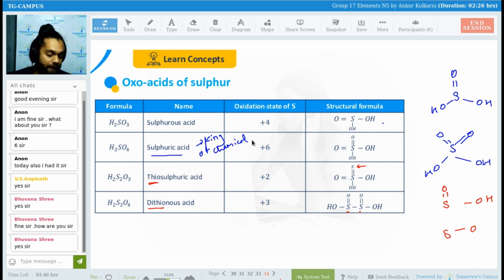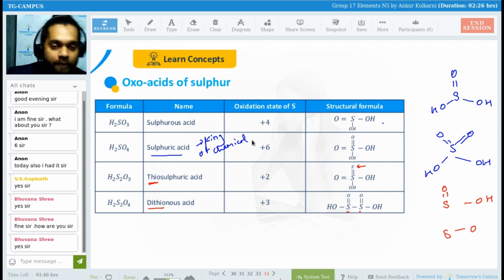Come on, draw it and tell me done in the chat box. Sarjana is done, Bhuvaneshwari is done, Prashanti. You're not drawing it, draw it hard.